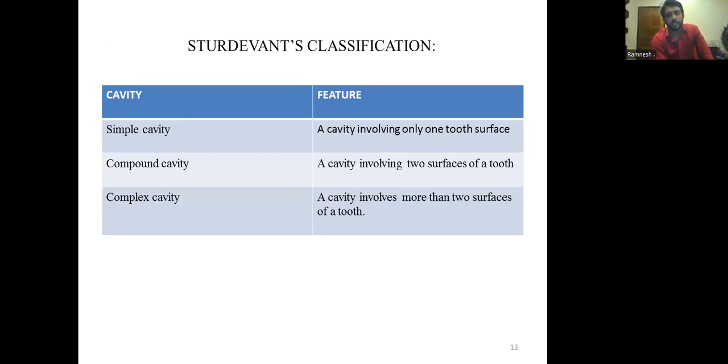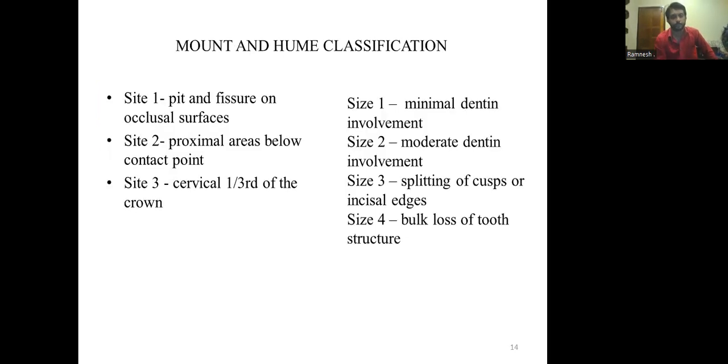Simple cavity, a cavity involving only one tooth surface. Compound cavity, a cavity involving two surfaces of the tooth. Complex cavity, a cavity involving more than two surfaces of the tooth.